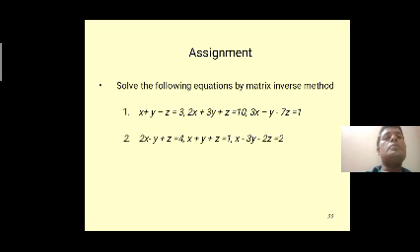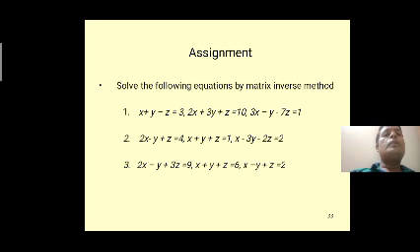The second problem is also the same: 2x minus y plus z equal 4, x plus y plus z equal to 1, x minus 3y minus 2z equal to 0. The third one is also the same: 2x minus y plus 3z equal to 9, x plus y plus z equal 6, x minus y plus z equal to 2. For these three problems, we have to take A, X and B first. Then find the A inverse, adjoint A by determinant of A. Then we do the multiplication and the simplification. We get the x value, y value and z value. Thank you very much.